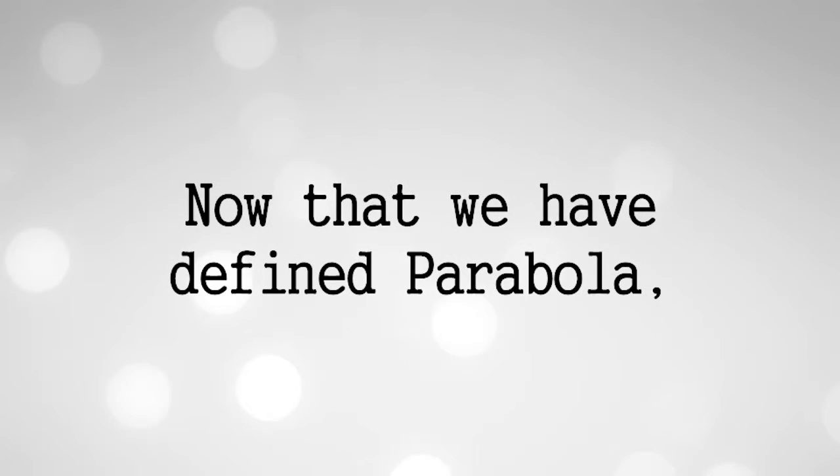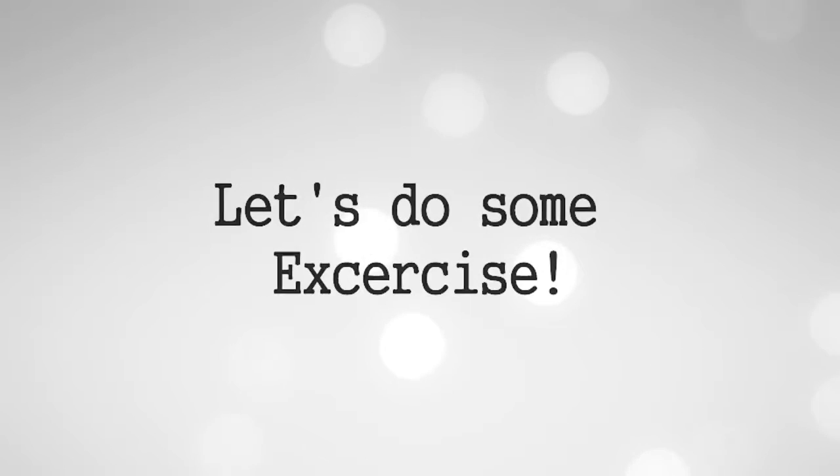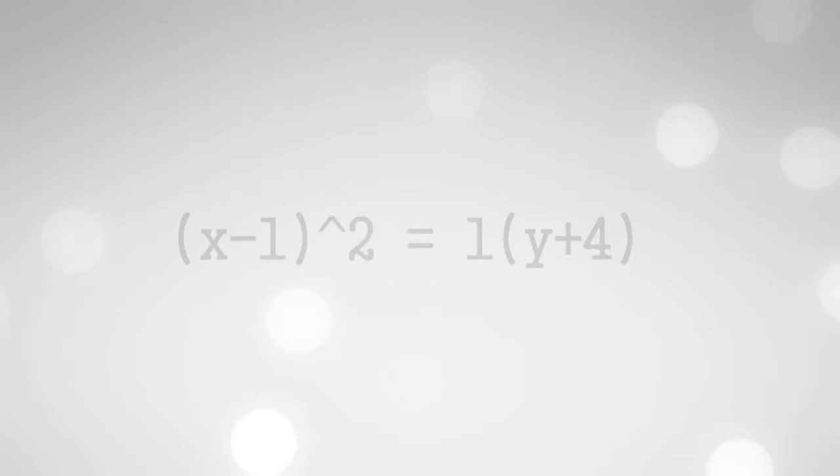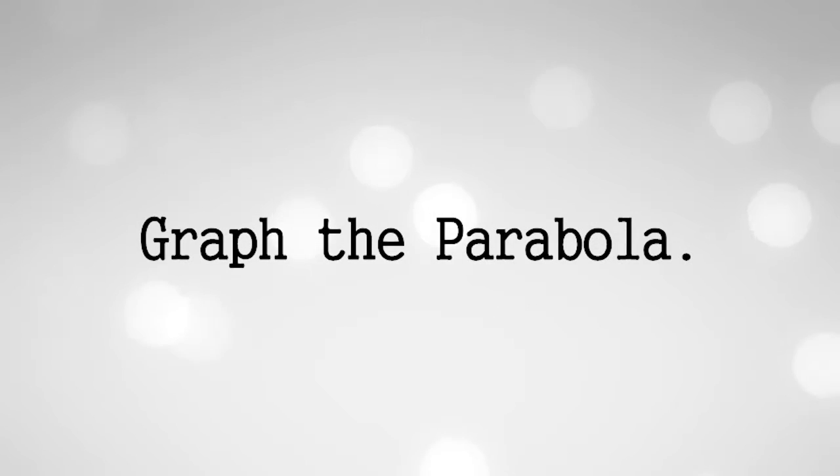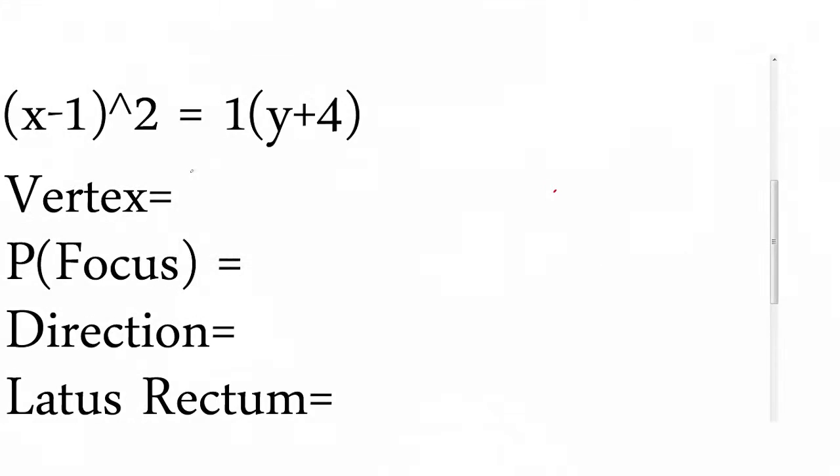Now that we have defined parabola, let us do some exercise. Given the equation (x - 1) squared is equal to y + 4, graph the parabola. The vertex h and k is given by negative 1 and 4 in the equation. But before getting the coordinates, you should first invert the signs of h and k, and after that, we achieve the coordinates of the vertex: 1 and negative 4.